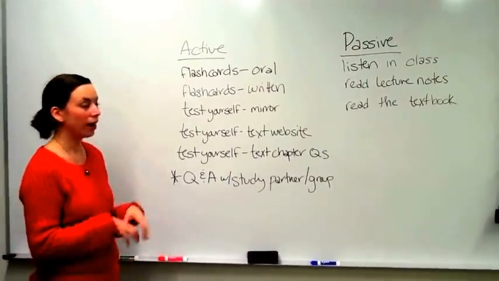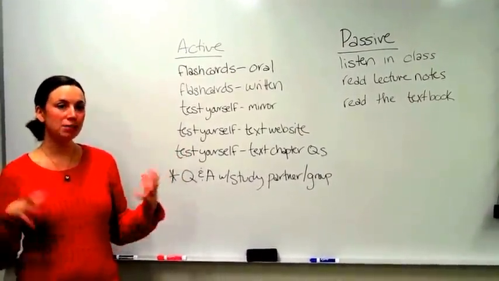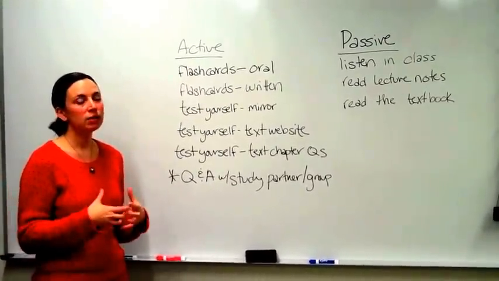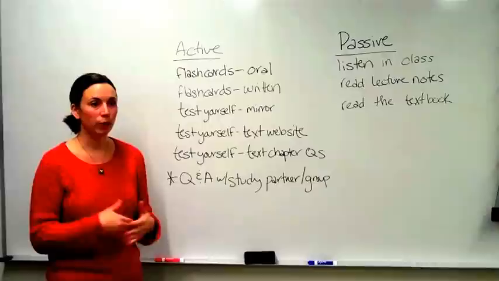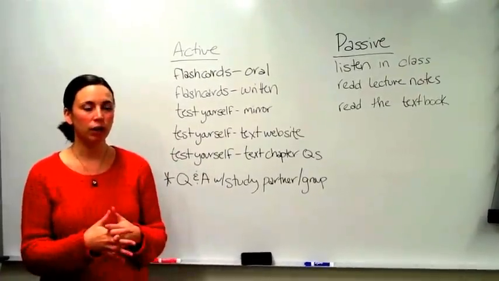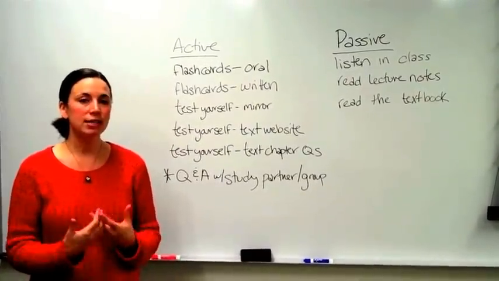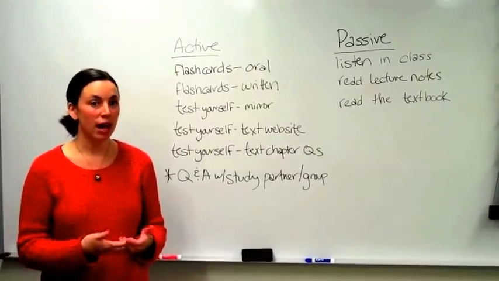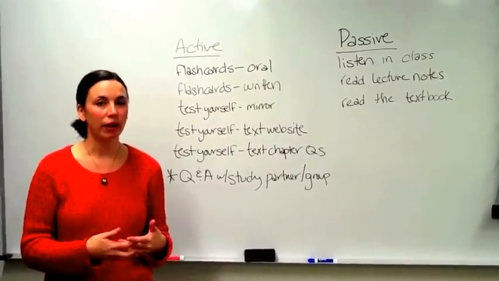The last one, the kind of gold standard, the best method of studying, is to find a partner or a group and to study on a weekly basis. So every week at the end of the week or the beginning of the next week, you sit down with your study partner or your study group and you ask each other questions. And we'll talk about how to develop these questions.